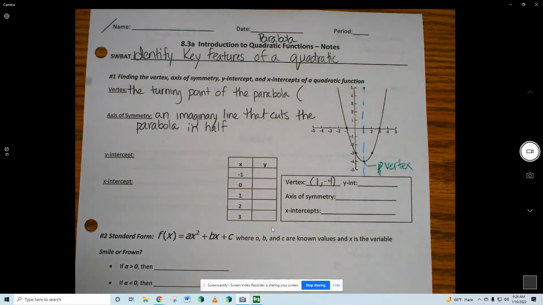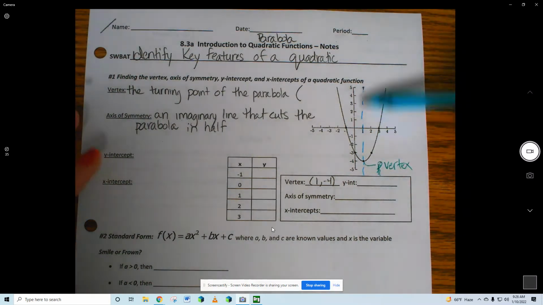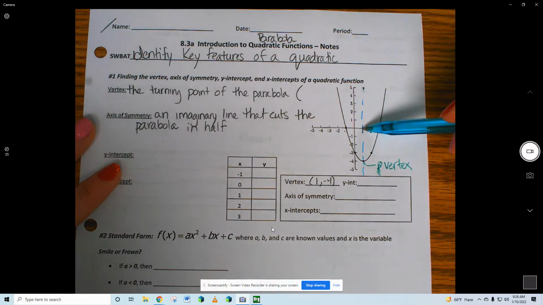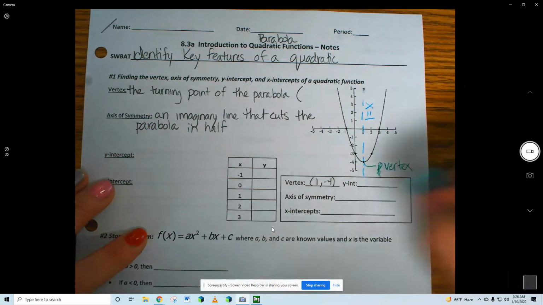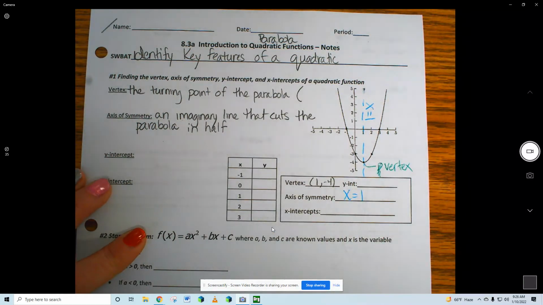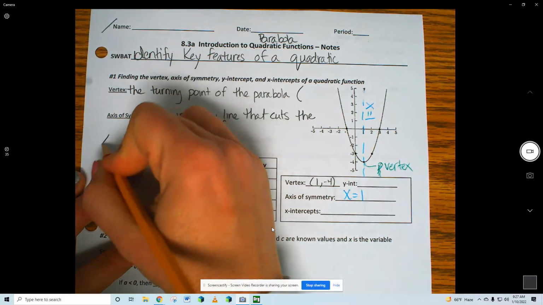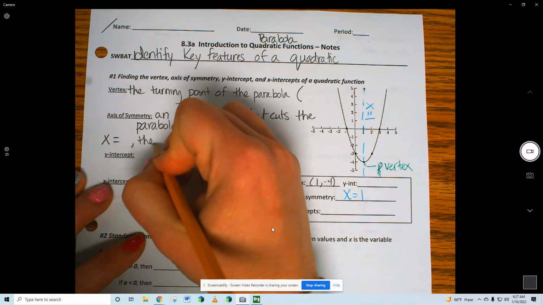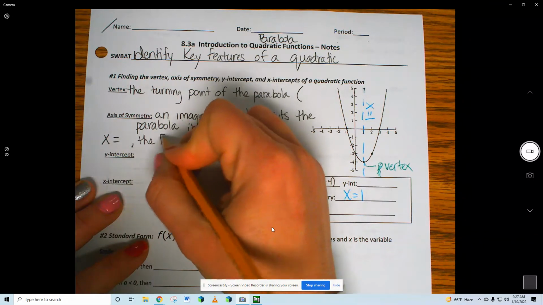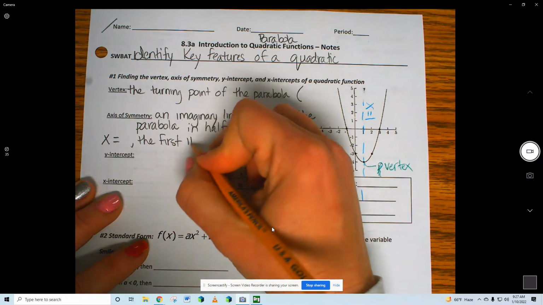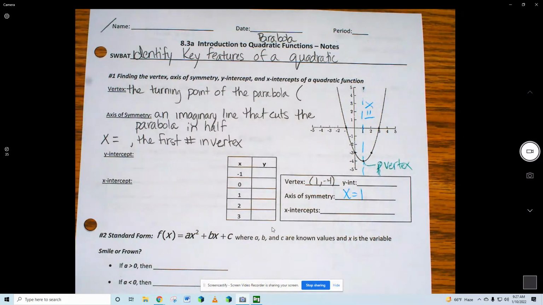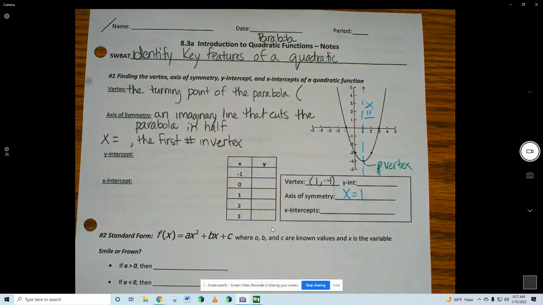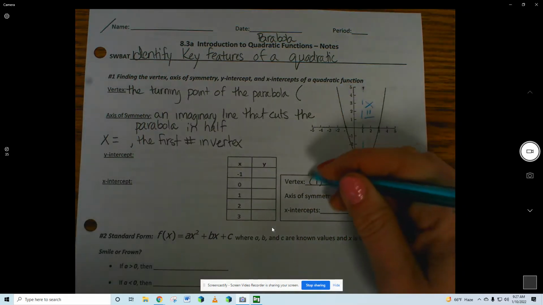And I give it an equation. This dotted line has an equation. It touches x at 1. I call it x equals 1. My axis of symmetry is x equals 1. It's x equals the first number in the vertex. Whatever the first number in the vertex is, that's also the axis of symmetry. So my vertex is (1, -4). My axis of symmetry is that first number, the 1. And I'll even circle it in blue so you make that connection.